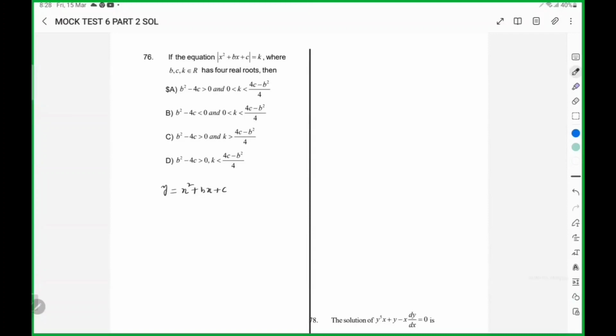Here, he said the equation has 4 real roots. First of all, the x square coefficient is positive, so it is concave up, and now it can be like this also.